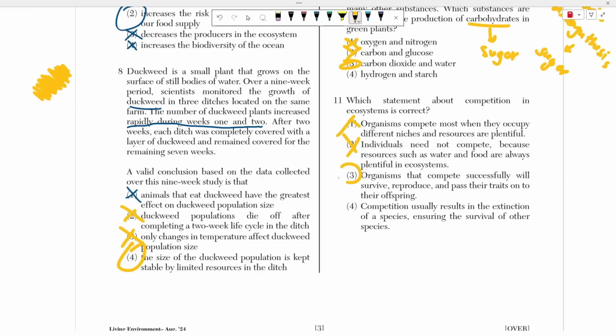This is true, right? Organisms that successfully compete, aka the organisms that get all of the resources from an environment successfully, are going to be able to survive because they're the ones that get these resources that they needed. The organisms that fail to compete are not going to get the resources that they need, and they're going to starve and not be able to survive to pass on their traits. Choice 4 says that competition usually results in the extinction of a species, ensuring the survival of other species. Not necessarily true. 2 species can compete but still survive. It doesn't mean that one is going to be extinct or not.